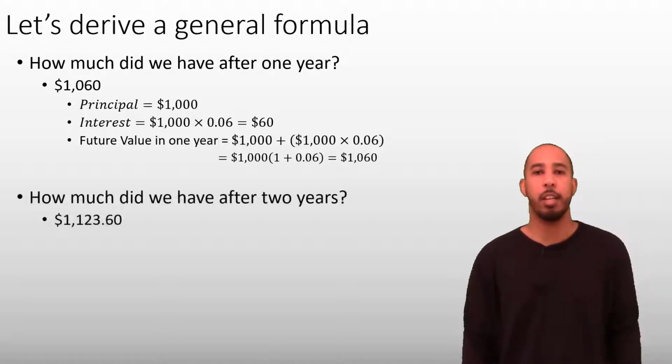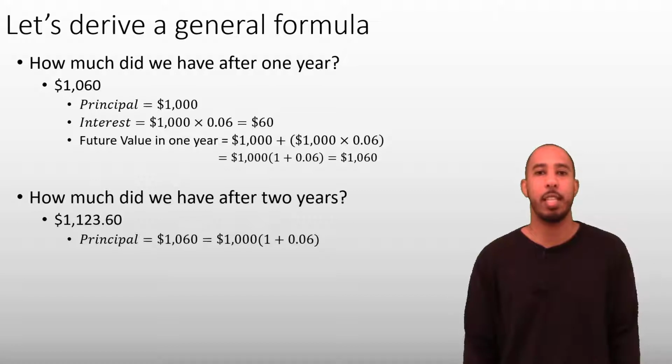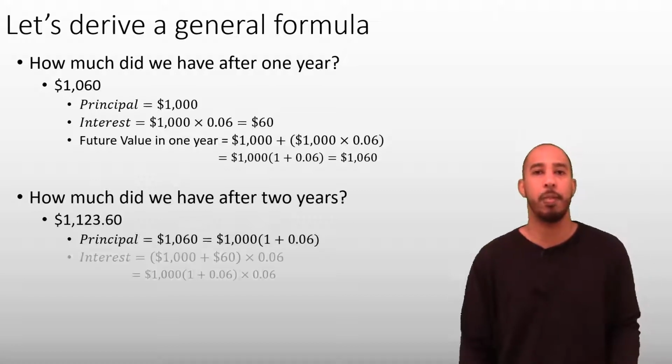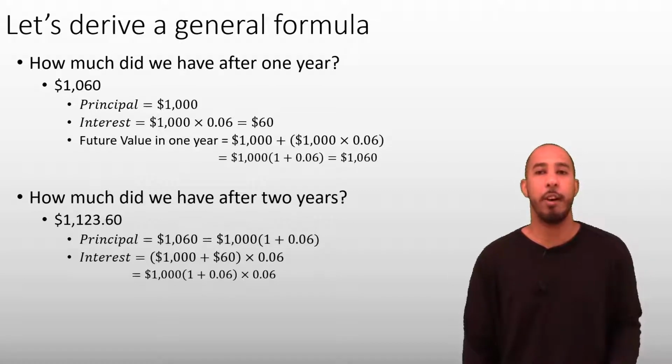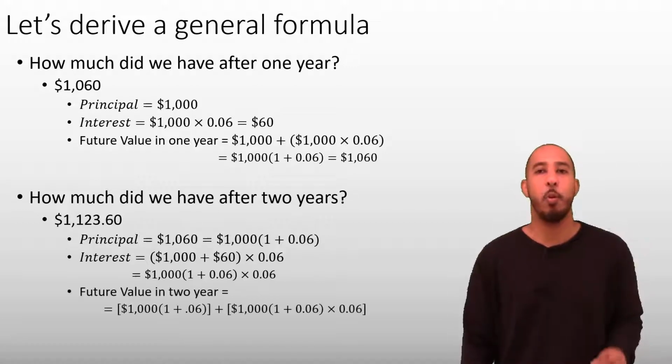Now let's move to the second year. We end the second year with $1,123.60. How did we get that? Well, we start that year with $1,060. That's our principal. Then we earn interest of $63.20 in the second year. Adding the interest and principal portions together, we get the $1,123.60 we found previously.